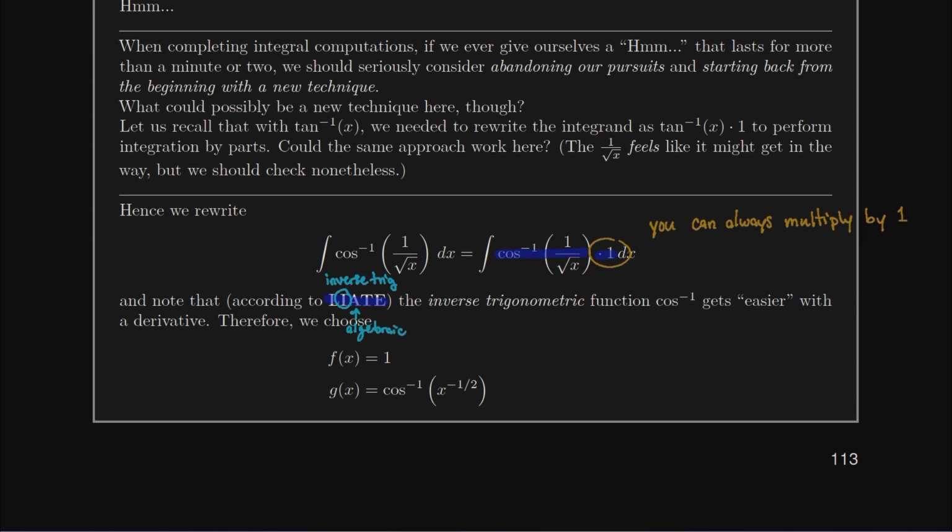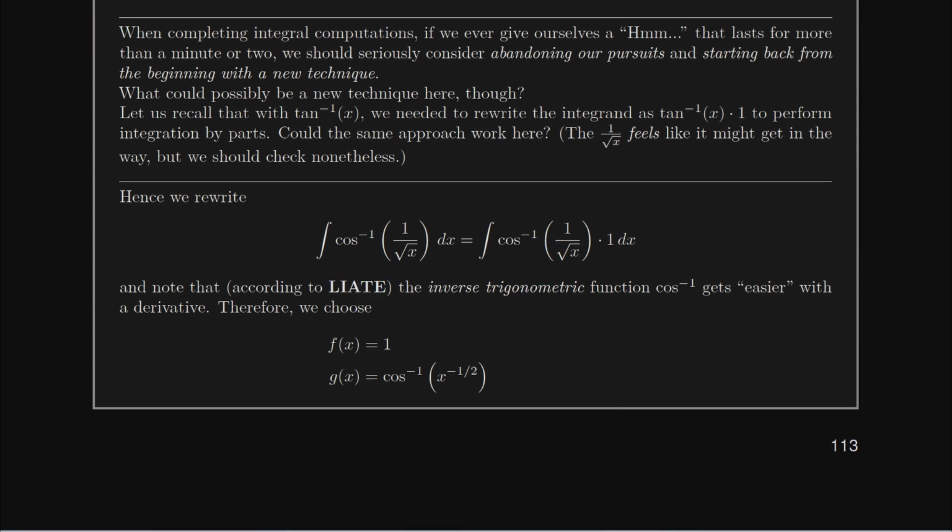It comes after inverse trig, and so our inverse trig function, cosine inverse, is what we're going to take a derivative of, and our multiplication by 1 is going to be the function we take an integral of. So that f is going to go to capital F, the antiderivative of 1, which happens to be x. Cosine inverse, we're going to take a derivative of it. And to do that, we're going to need to use the chain rule.